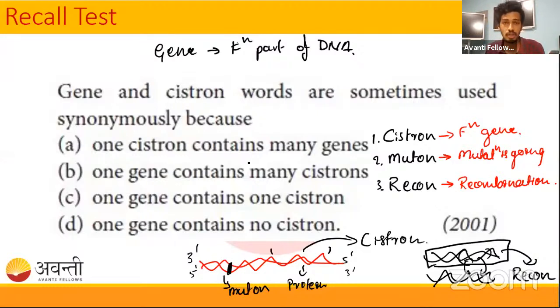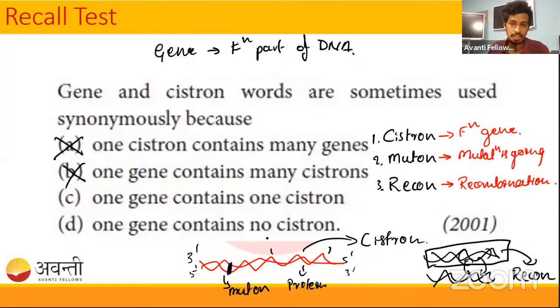Why do we use cistron? Sometimes we use the term cistron, sometimes the term gene. They are asking why it is called like that. Okay, the reason is simple. Does one cistron contain many genes? No, not because of this. Does one gene contain many cistrons? No. Remember, one gene contains cistron means gene only. One gene contains no cistron.